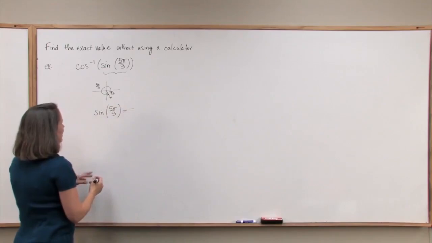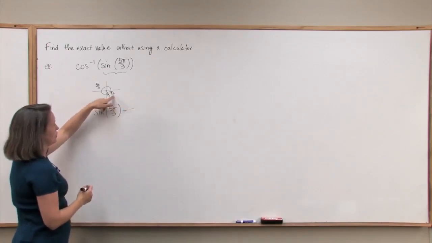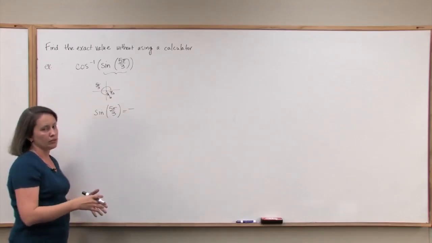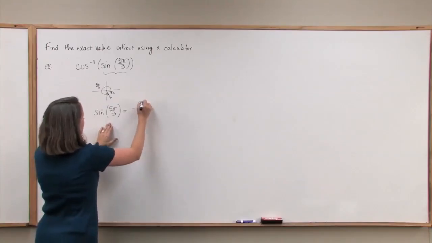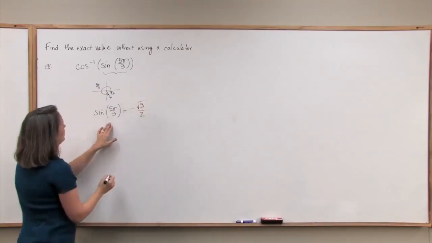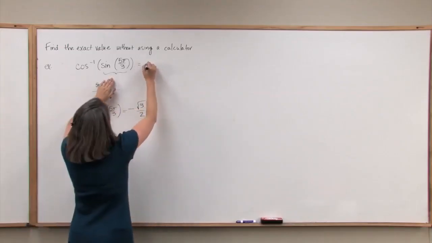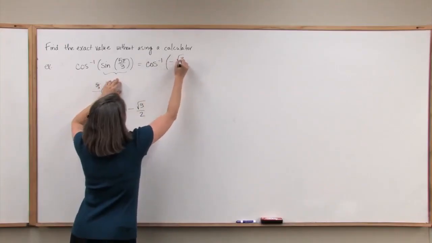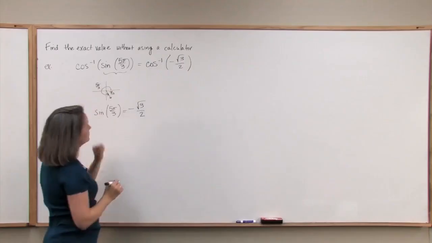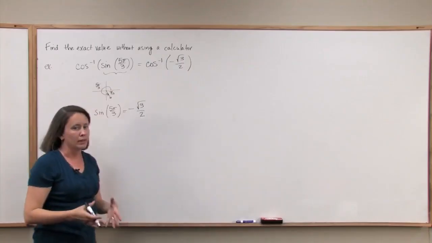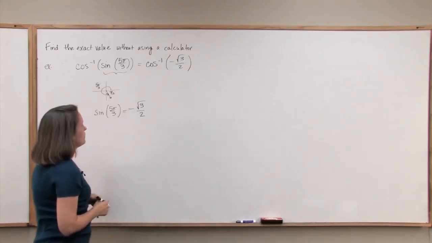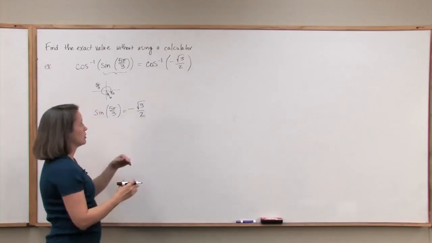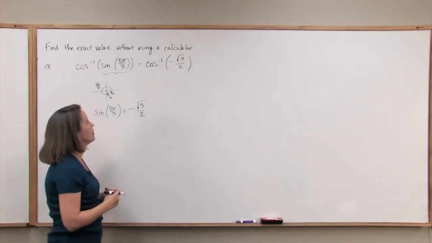Let's figure that number out. We said the reference angle is pi over 3. We know that the sine of pi over 3 is square root of 3 over 2. So this is equal to negative square root of 3 over 2. Okay. So we really need to find now the inverse cosine of negative square root of 3 over 2. Okay, so let's think about our inverse cosine function. The answer here is an angle somewhere in the interval 0 to pi.